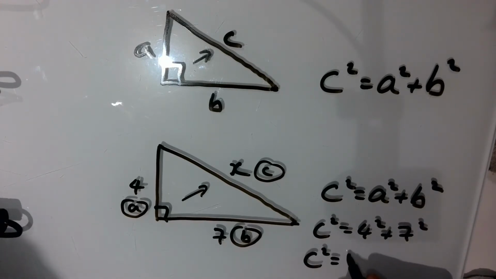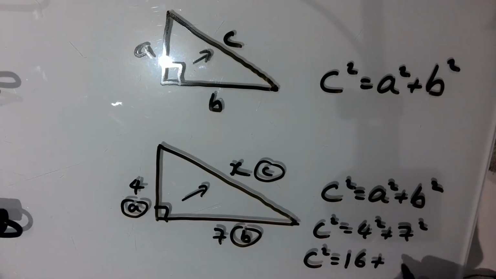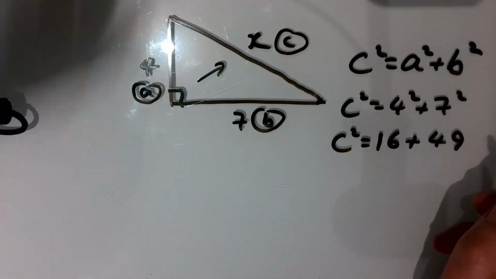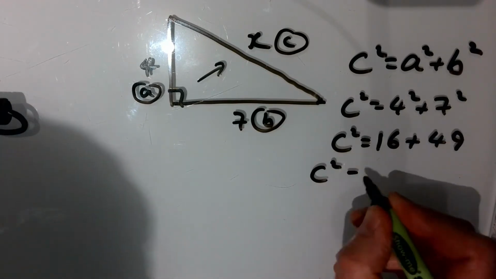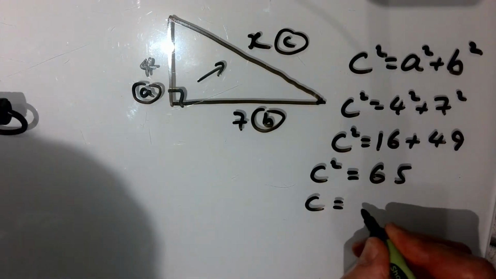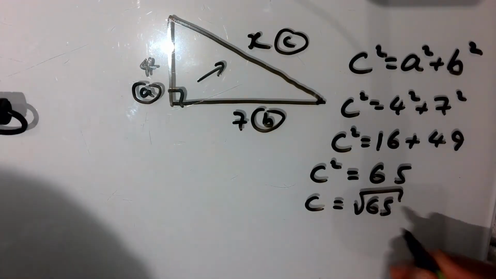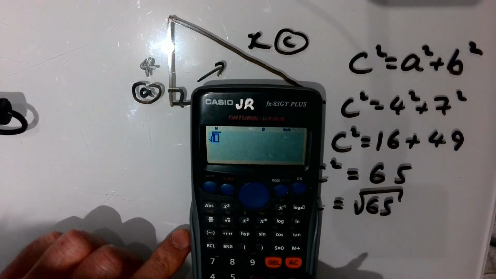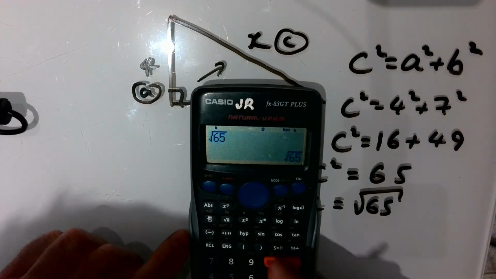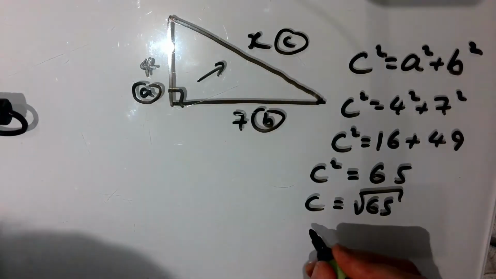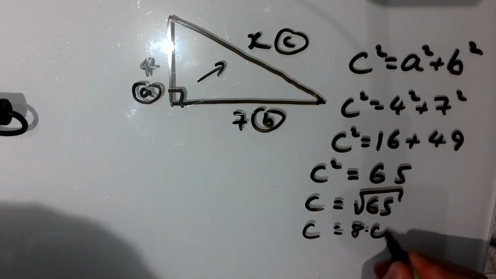C squared equals 4 times 4 is 16, 7 times 7 is 49. Let's move down a little bit here. C squared then equals, is it 65? And C then is going to be the square root of 65. So if we put that into our calculator, the square root of 65 equals, and we get 8.06 if we go to 3 significant figures. So C then is 8.06.